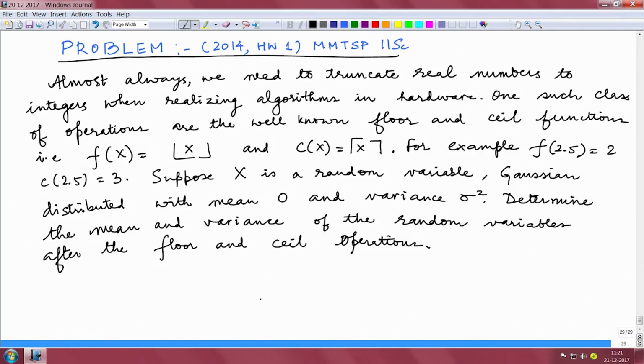Hello, this problem occurred in the year 2014 in homework 1 of the MMTSP course in IISc, and we are going to solve it. I am Ankur, a student here in IISc.